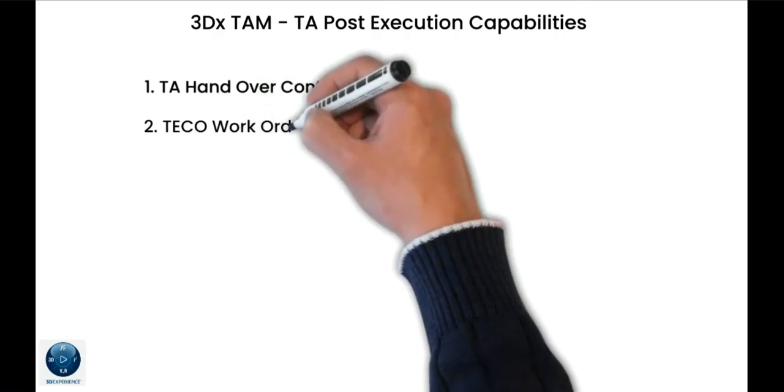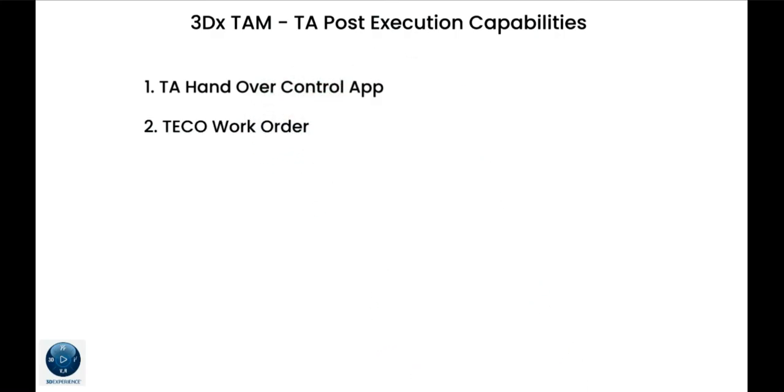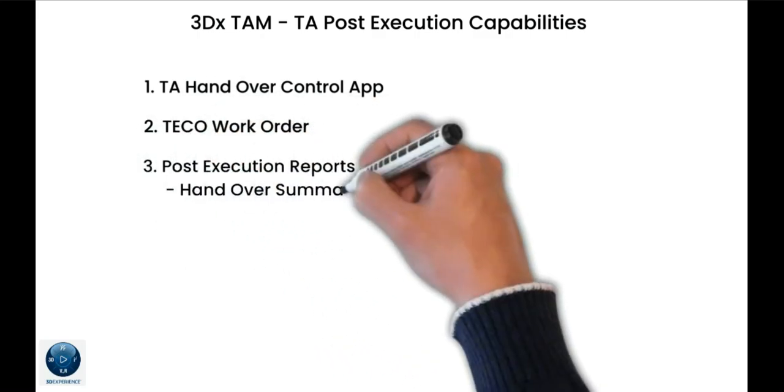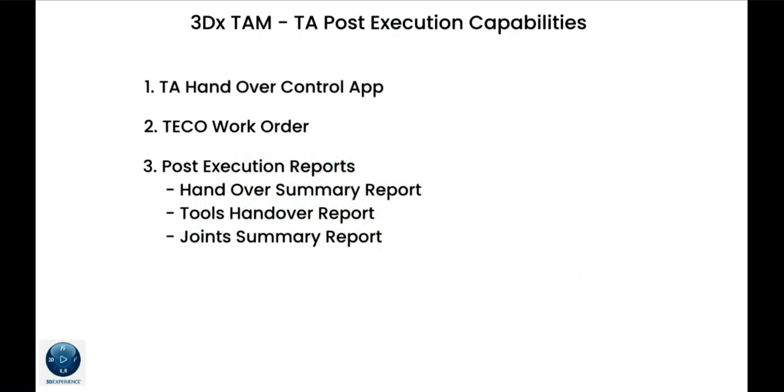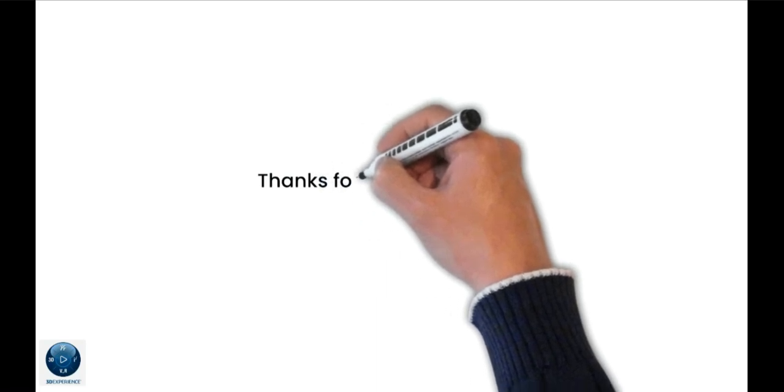The TA manager can move the work orders to technical completion state, and push the status to the ERP. We also have many post-execution reports, which help you to hand over and restart the plant and officially close the turnaround.